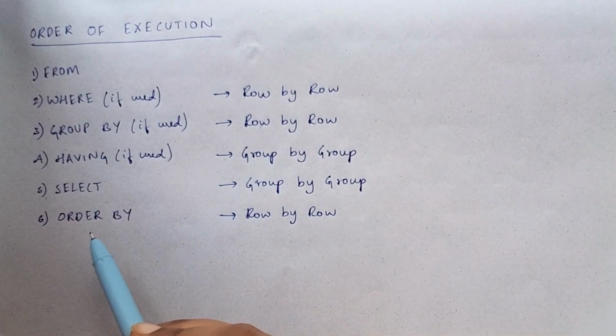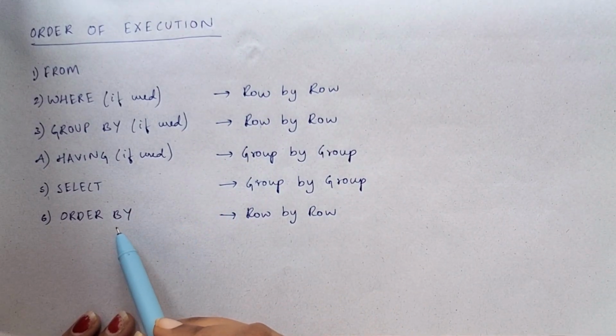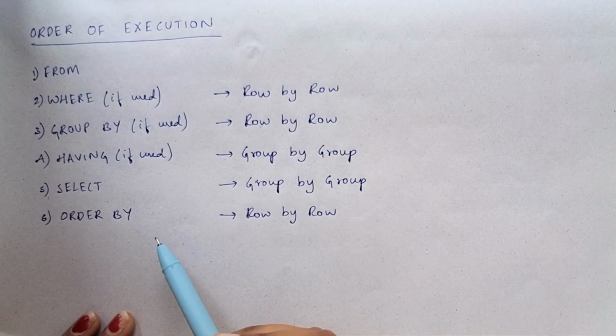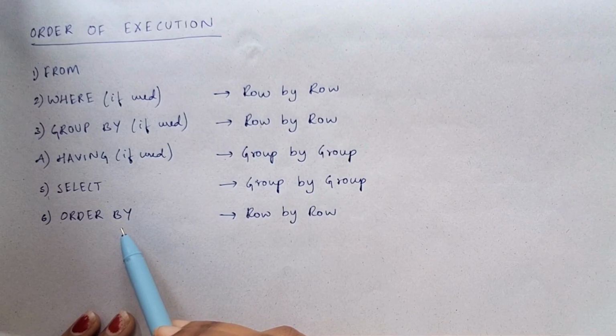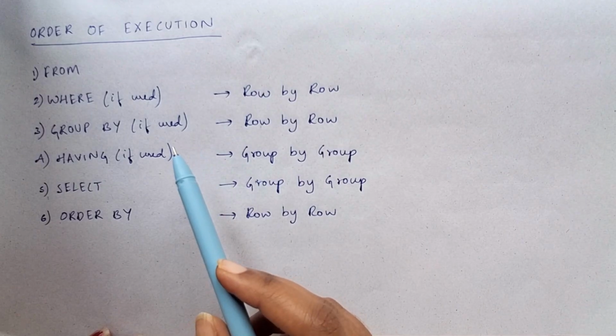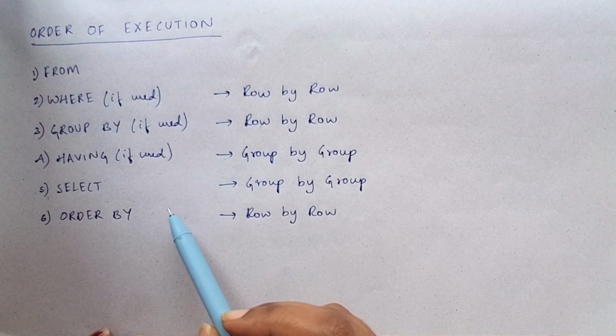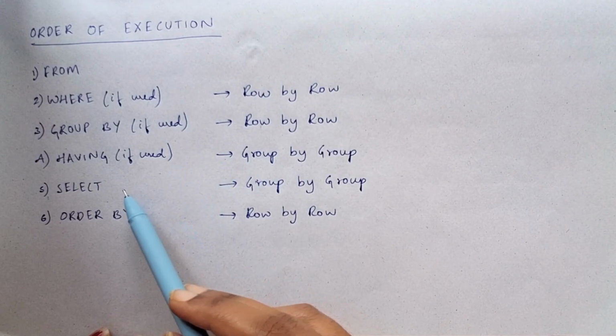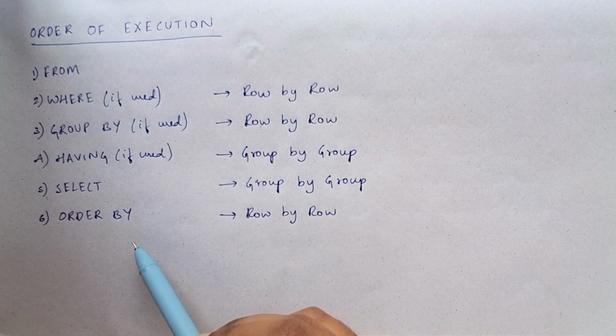Finally, SQL executes the order by clause. Order by works on final result set and sorts the records. That's why order by is always executed at the last step. So guys, please remember this. Filtering happens first, grouping happens next, selection happens after that, and sorting happens at the very end of the query.